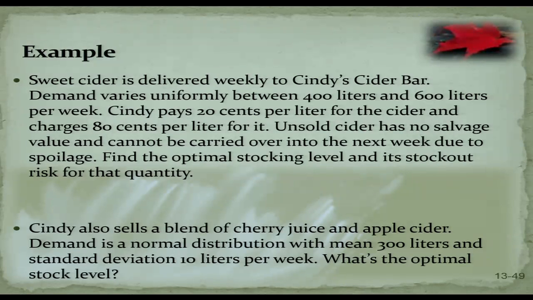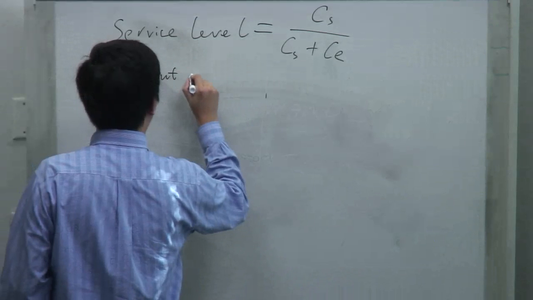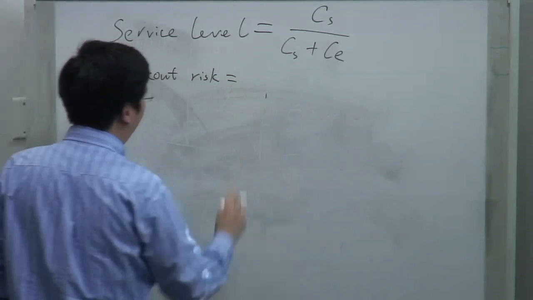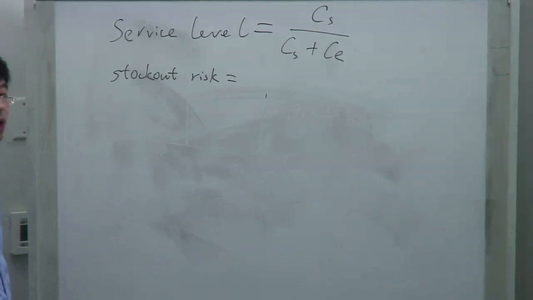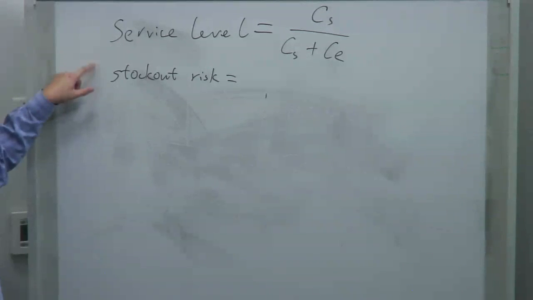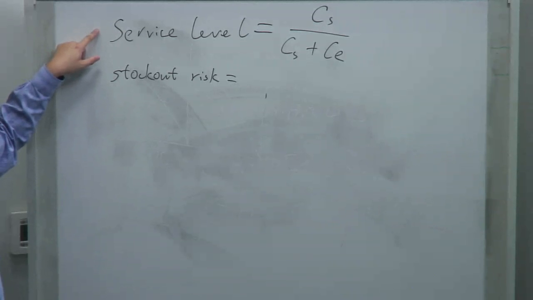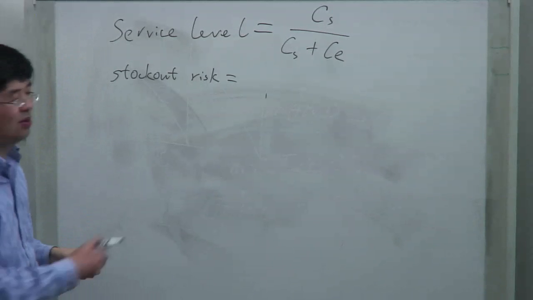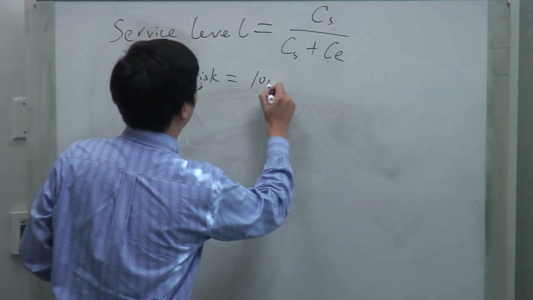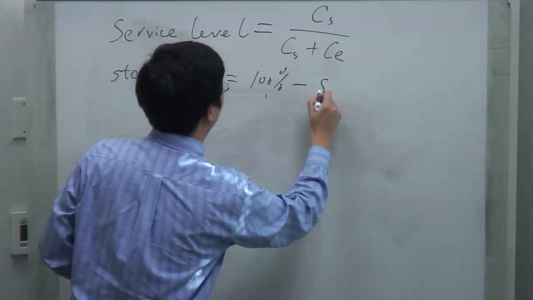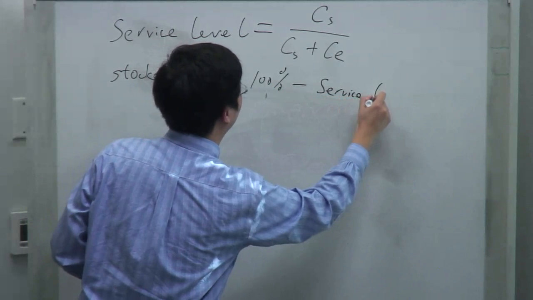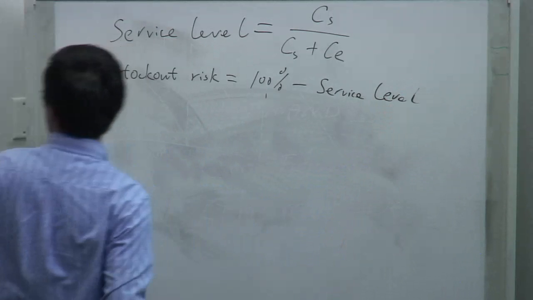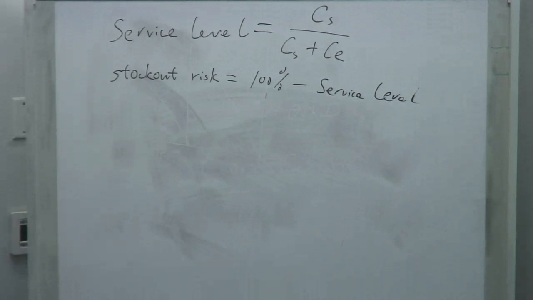First, stock out risk. How to calculate stock out risk? What's the relationship between stock out risk and the service level? 100% minus service level. So make this clear. Okay, next we have to figure out something. For example, to calculate CS and CE, we have to figure out something.